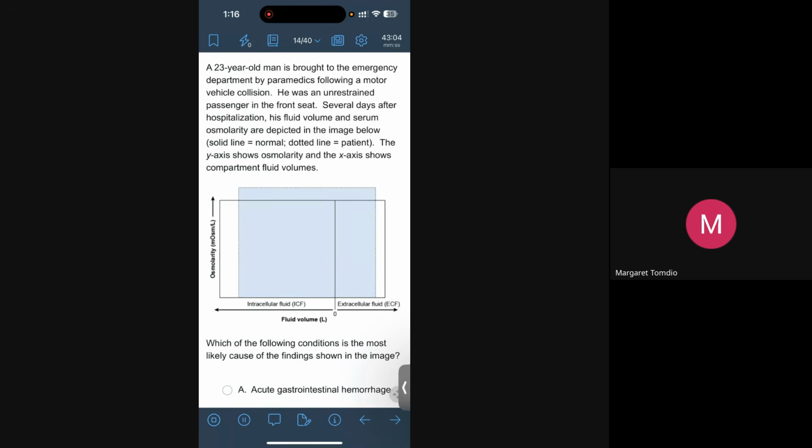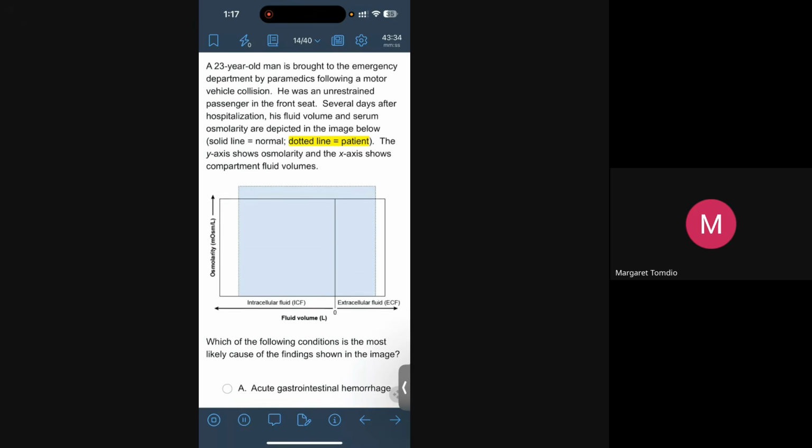A patient is brought to the emergency department following a motor vehicle collision. He was unrestrained. Several days after, his fluid volume and serum osmolarity are depicted in the image below. Solid lines are the normal line. Dotted lines are the patient. The y-axis shows the osmolarity, and the x-axis shows the compartment fluid volumes.